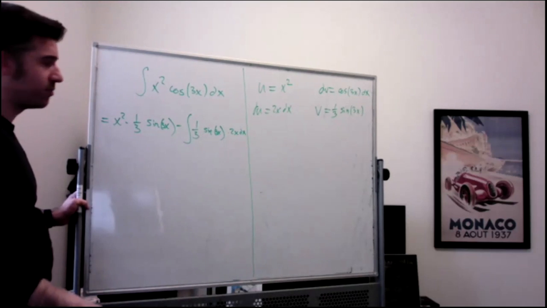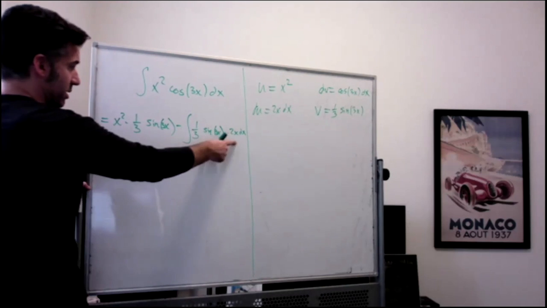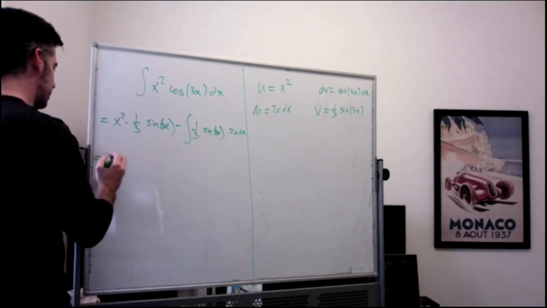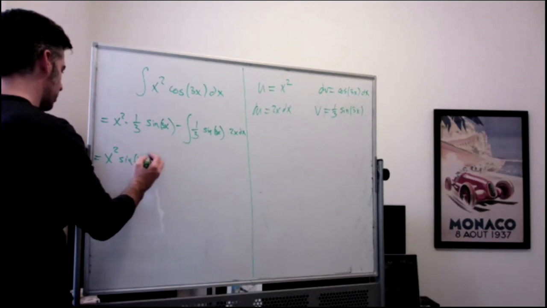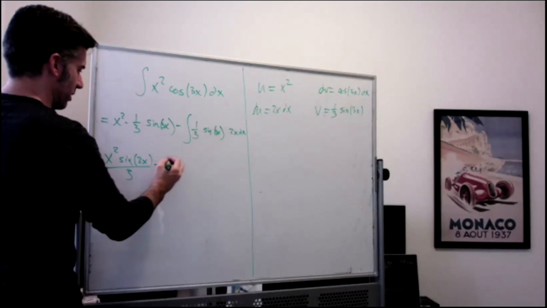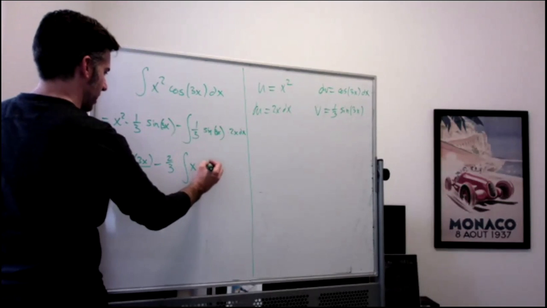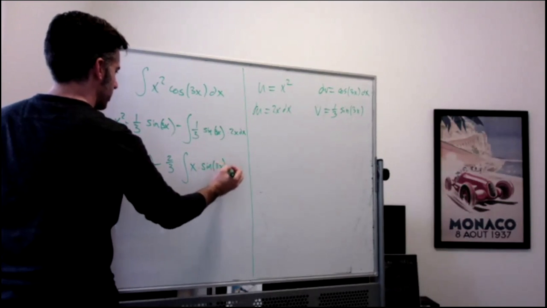And so people kind of differ in opinion. I personally think it's a good idea to bring out the coefficients. So write this as x squared sine of 3x all over 3. I'm going to bring out the 1/3 and the 2, so I'm going to bring out the 2/3 integral of x times sine of 3x.